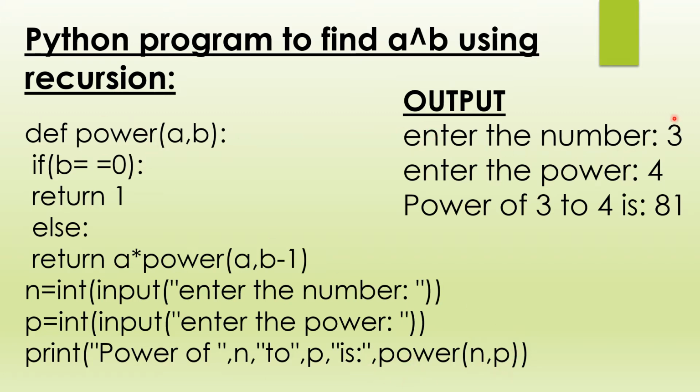So enter the number, so it has been entered as 3 and the power is 4. So 3 to the power 4 is 81. That means 3 into 3 into 3 into 3, four times, is 81. Hope you understood this program.